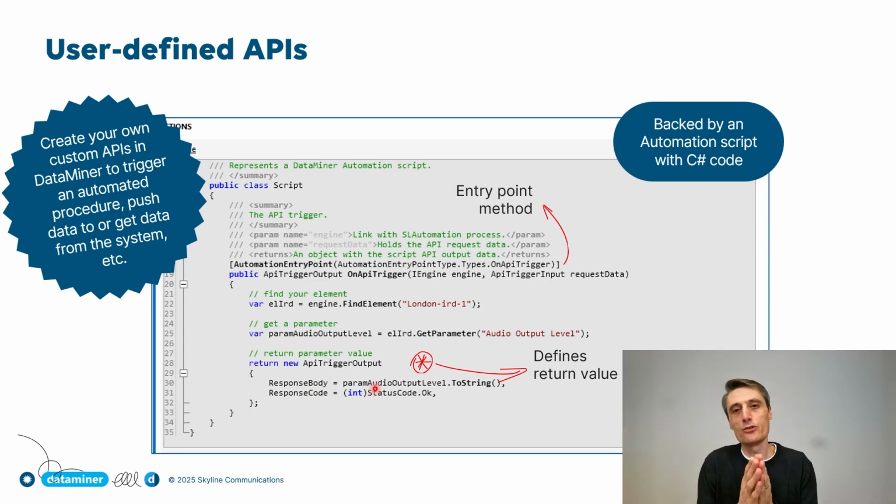So this way you can very easily expose information from the DataMiner system, gather any kind of information in the DataMiner system, prepare it in some shape or form, and give it back to the API. And you can expose that really as a user-defined API. And that's exactly what we will do in this exercise.